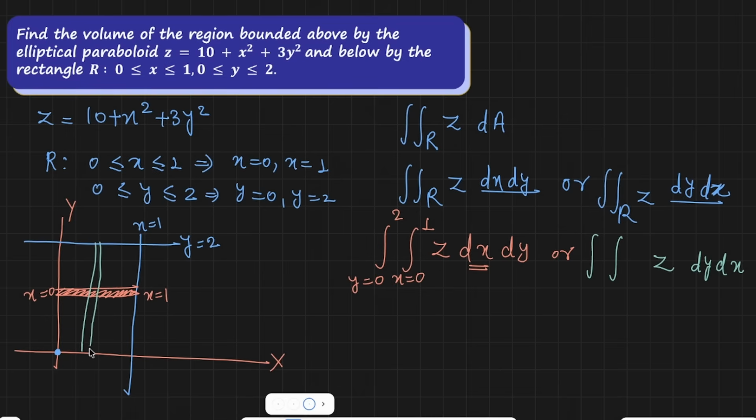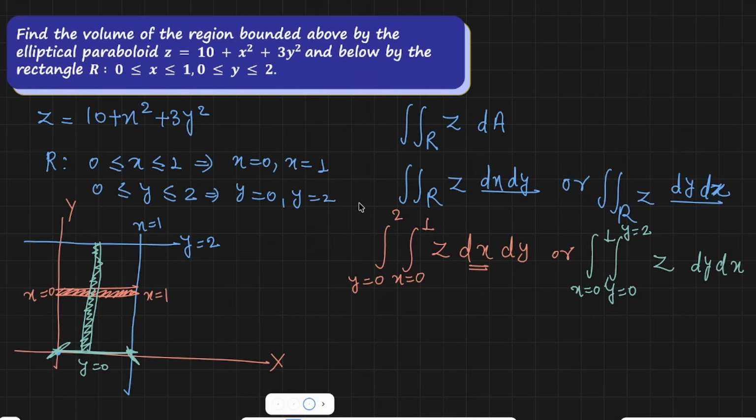Then you take the strip parallel to the y axis. This will be the strip, parallel to the y axis. Now see, first you take y equals 0 and y equals 2. So the first limit will be y equals 0 to y equals 2. For the second limit, this is your x, so x equals 0 to x equals 1. So both are the same. When you solve this integral, you can solve either of the integrals.